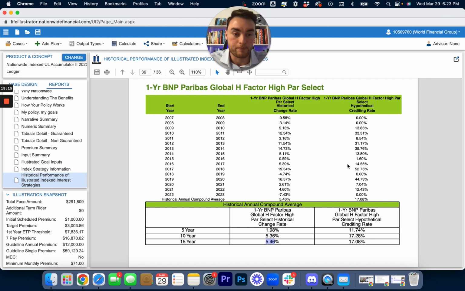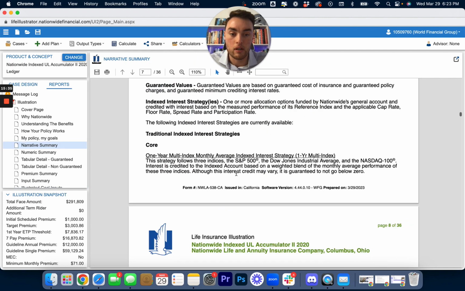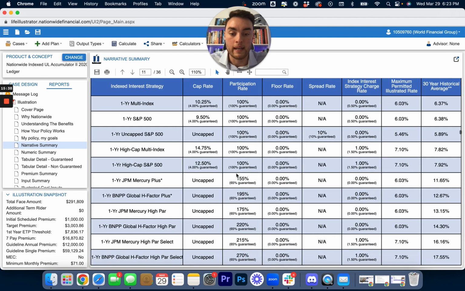And now look at this. When you have these multipliers here, you have this 13%, 33%, 31%, 39%, 52%, 44%, 12%, 17%. Imagine you missing out on all of that interest simply because you went into an index strategy that has a cap. Oh, this year this policy did 52%. Oh, you don't get to actually earn any of that. You get capped at 9.5. You get capped at 10.25. You get capped at 14.75. You get capped at 12.5.